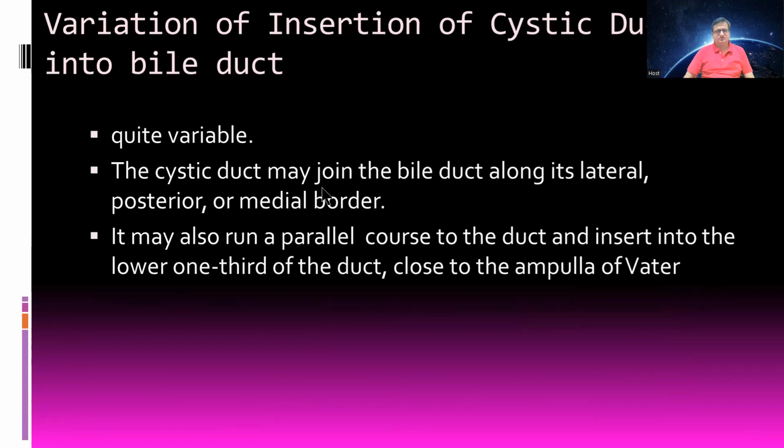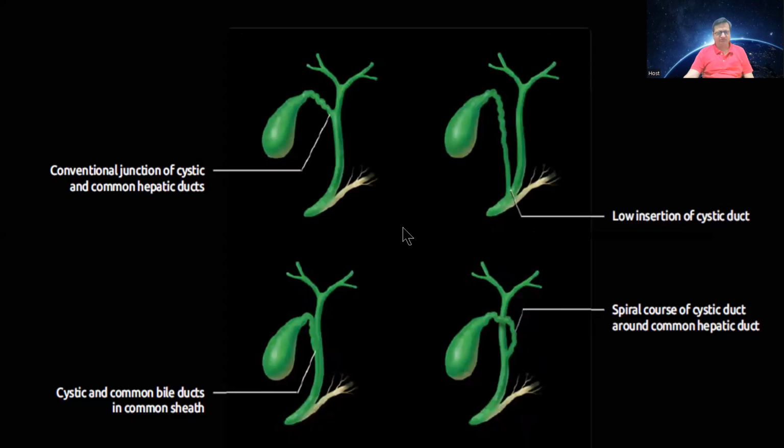Now the variation of the insertion of the cystic duct into the bile duct. The cystic duct may join the bile duct along the lateral portion, posterior border or medial border, and it may also run a parallel course to the duct and insert into the lower one third of the duct closer to the ampulla of Vater. So it may join differently. This is the cystic duct. Cystic ducts may join the common hepatic duct or may join directly in a lower insertion, or may run parallel like this.